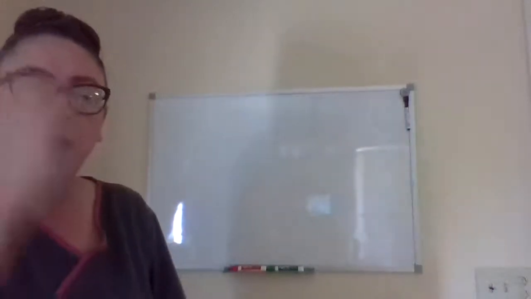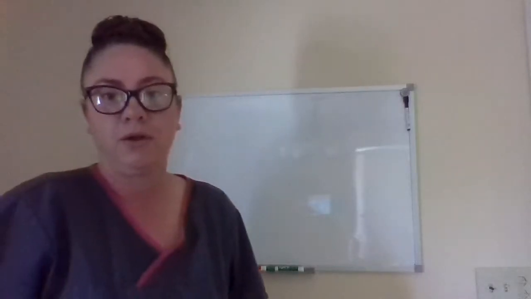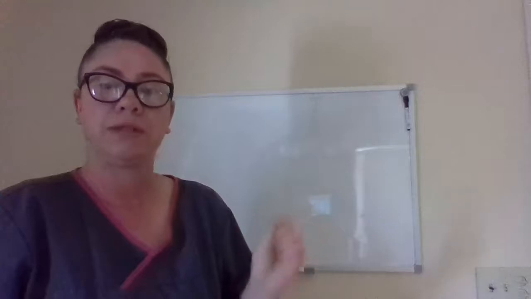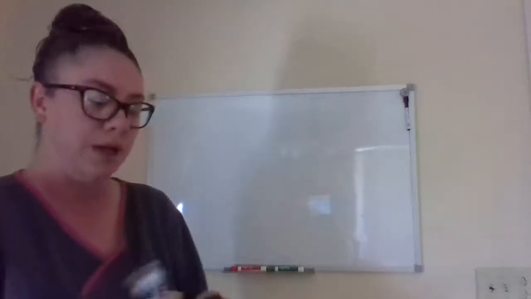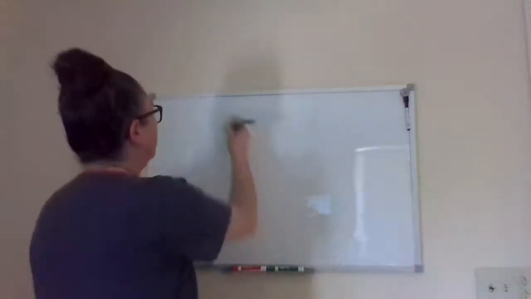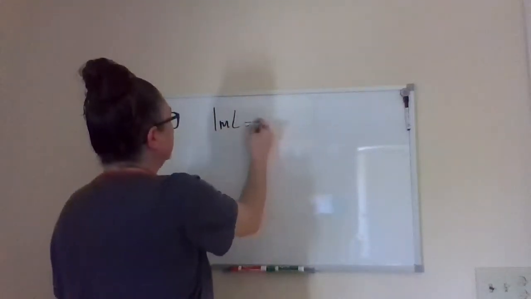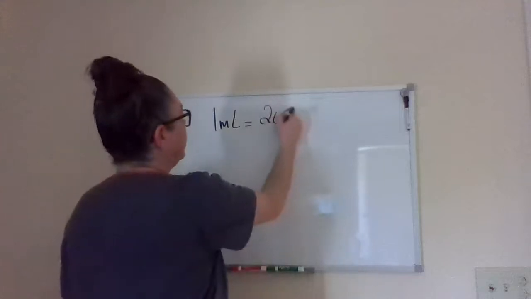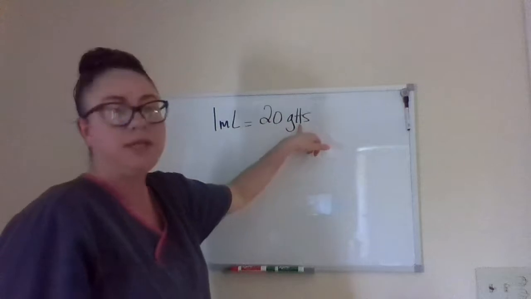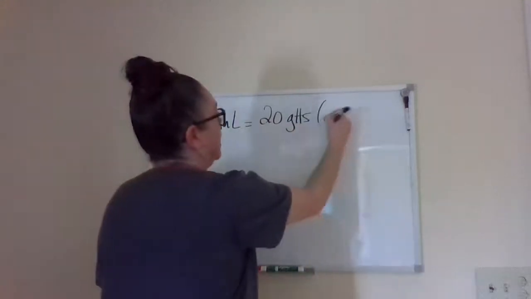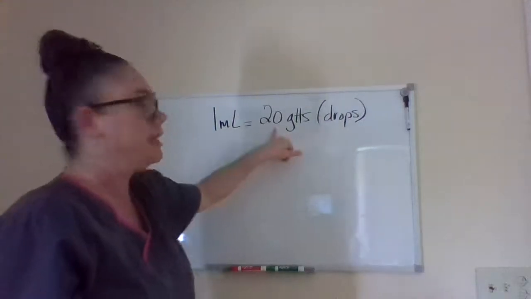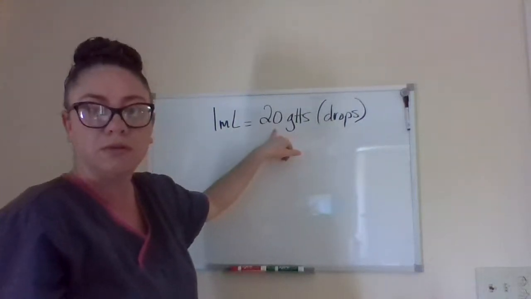Next example. This one may not be located on your quick conversion chart, so I want you to put this somewhere. If you can print that out, that's great, or write it down. Otherwise, put it somewhere where you're going to remember, especially as your quizzes come up. For every 1 milliliter of solution, there are 20 drops. If you look at your SIG code chart, you know that GTTS means drops. So for every 1 mL of solution, it contains 20 drops.